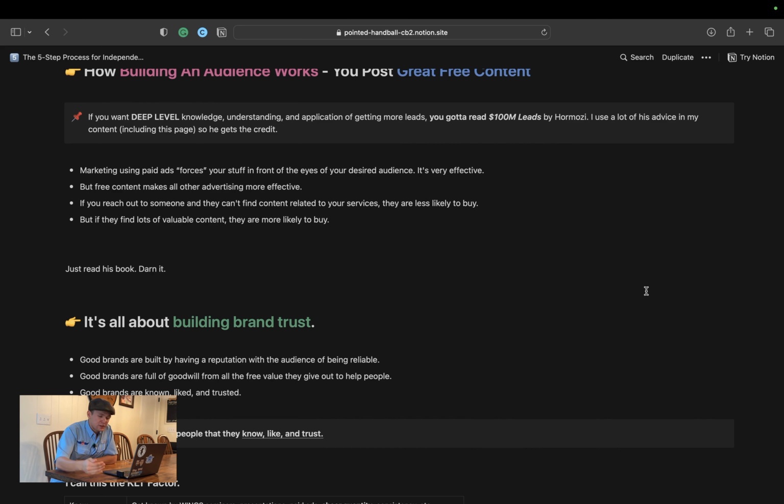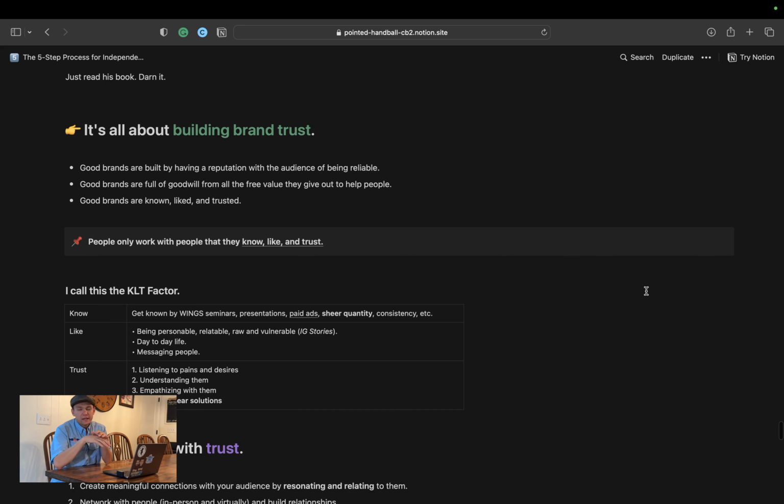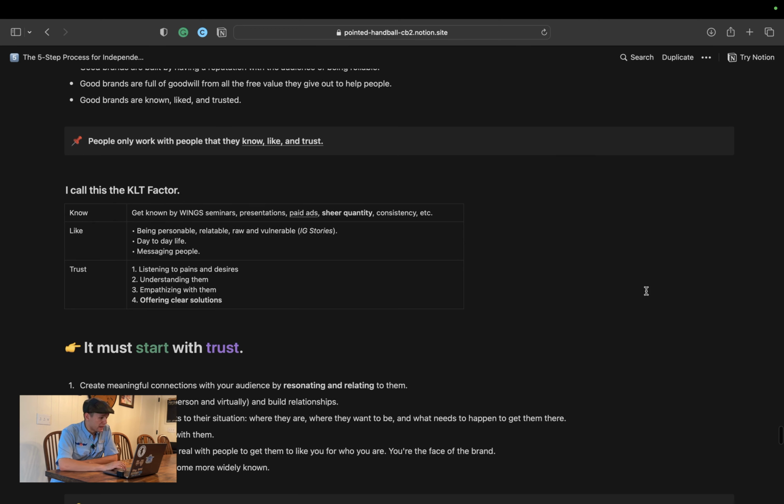So if you reach out to someone and they can't find any content related to what you do, they're much less likely to buy. But on the flip side, if you have lots of free valuable content for them to consume, they're more likely to buy. So it's all about building brand trust. Good brands are built by having a reputation of being reliable. Good brands are full of goodwill from all the free stuff they get out to people. Good brands are known, liked, and trusted. I call this the KLT factor because people only work with people that they know, like, and trust.